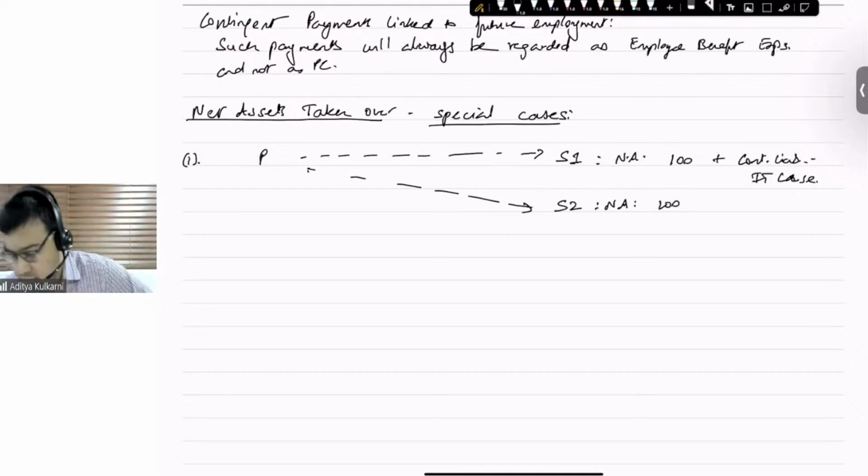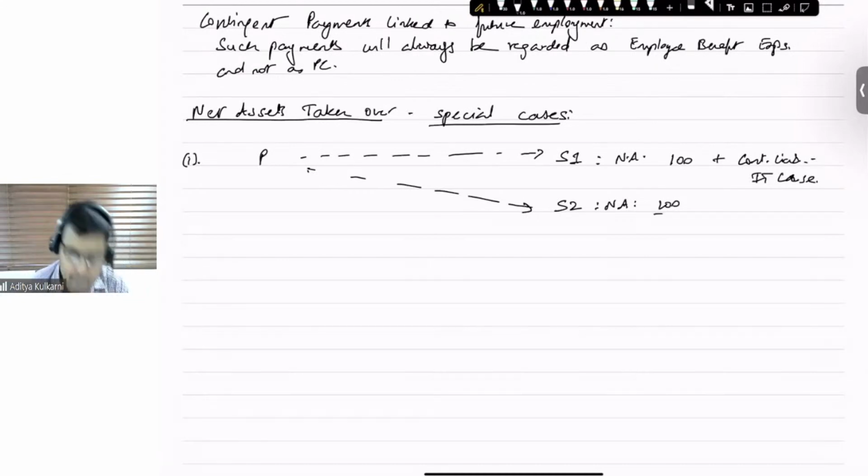Will the consideration be the same for S1 and S2, or will it be different? Okay, so I'm getting answers. It will be different. Typically, the consideration will be more for S2 is what you are telling, and less for S1. Okay, so Aniket Jain is also okay. All right. Shailendra is saying it will be the same.